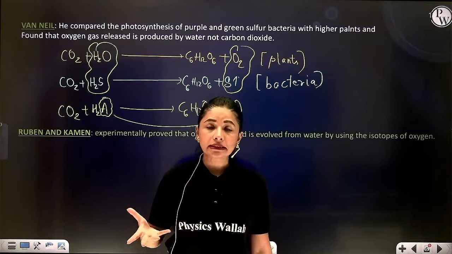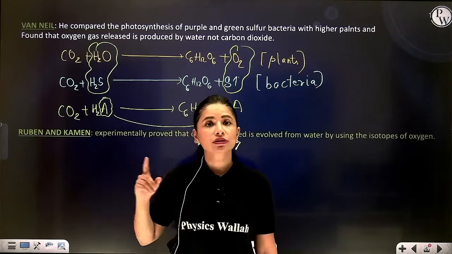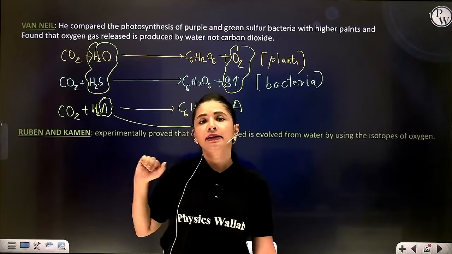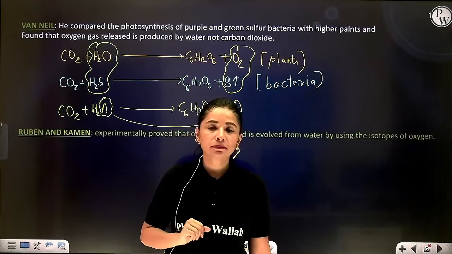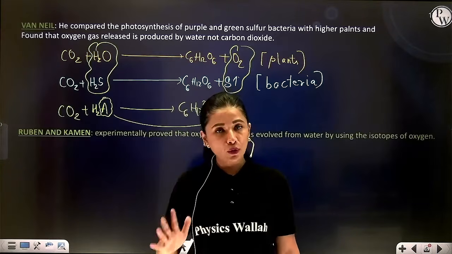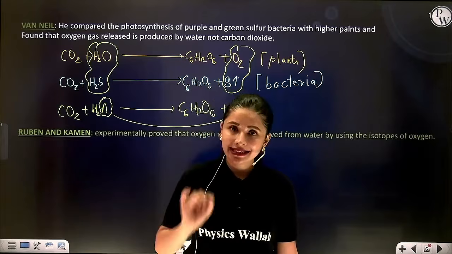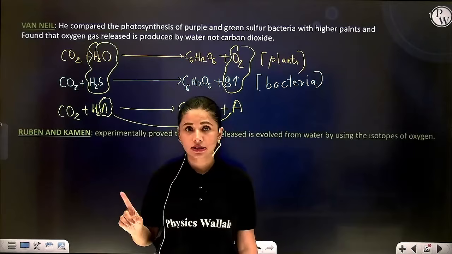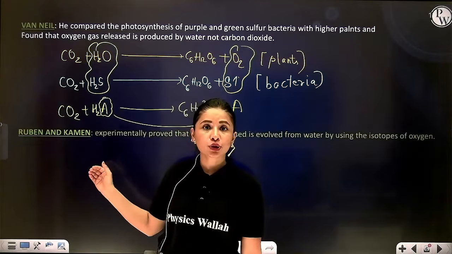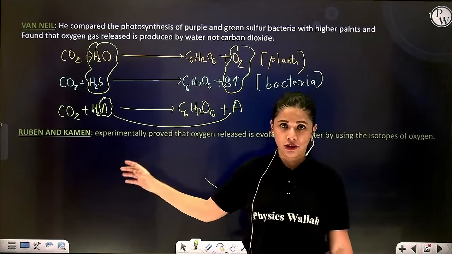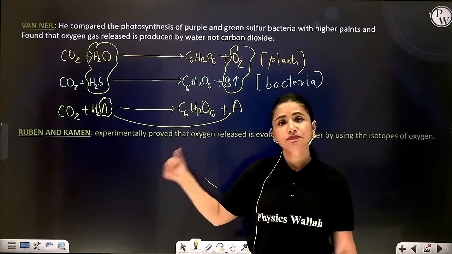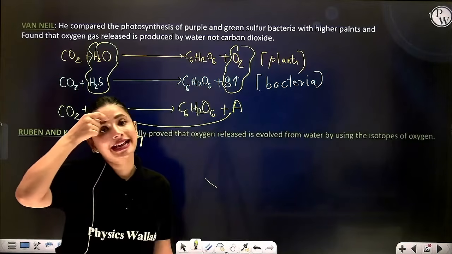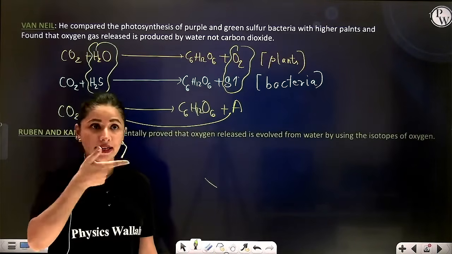However, later the concept of Van Niel was experimentally proved by two different scientists, Rubin and Kamen. These two people experimentally confirmed that yes, water is the source of oxygen for photosynthesis, not CO2. How? They doped the oxygen of both CO2 and water with the isotopes of oxygen, O16 and O18. Chalo, let's see what they did.